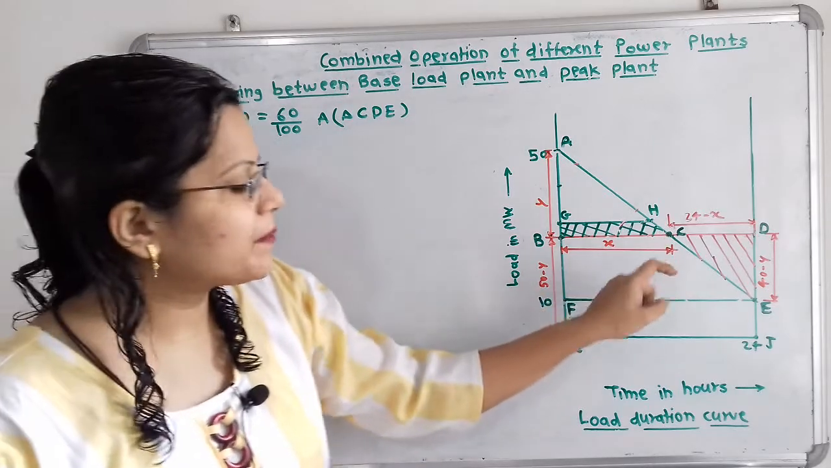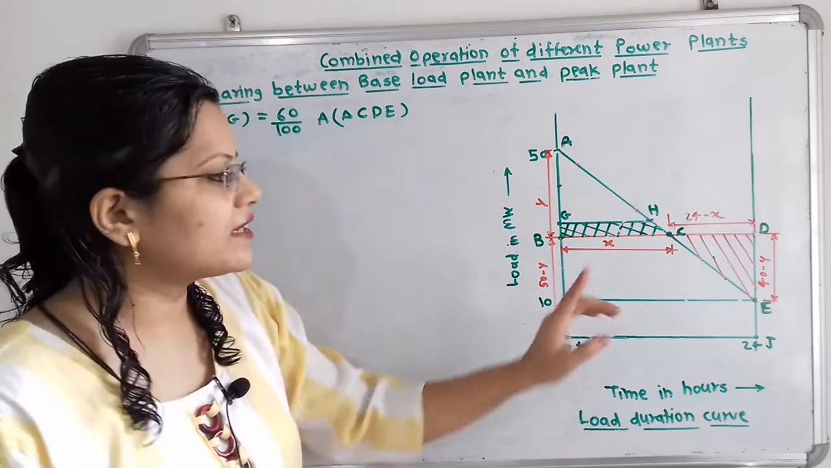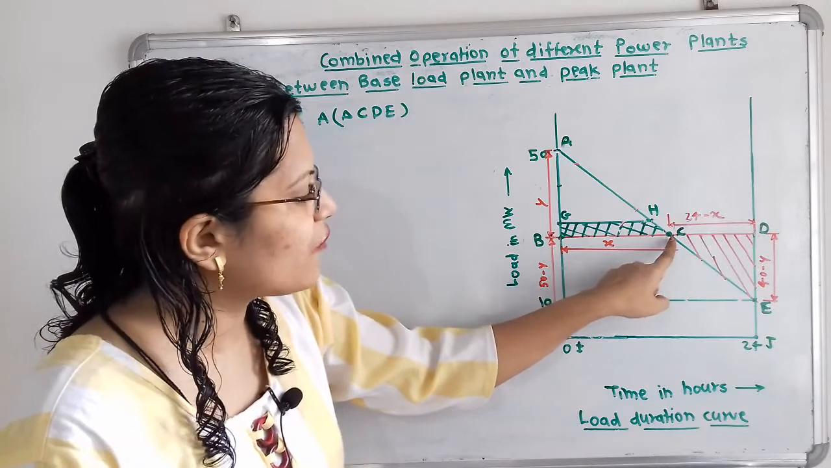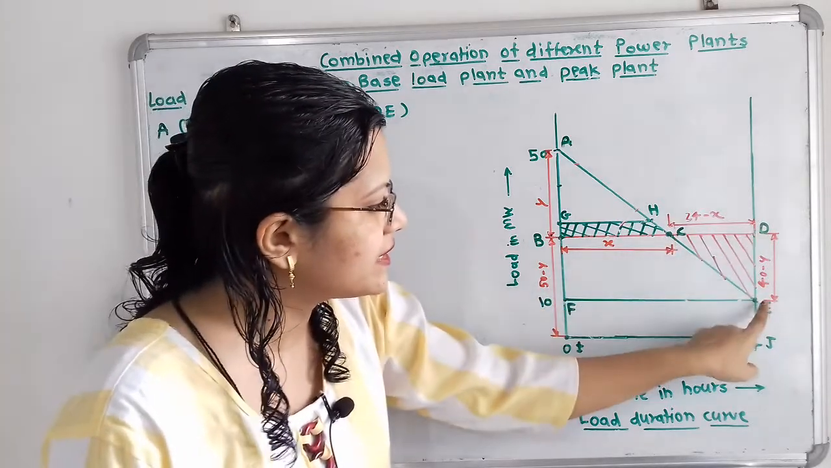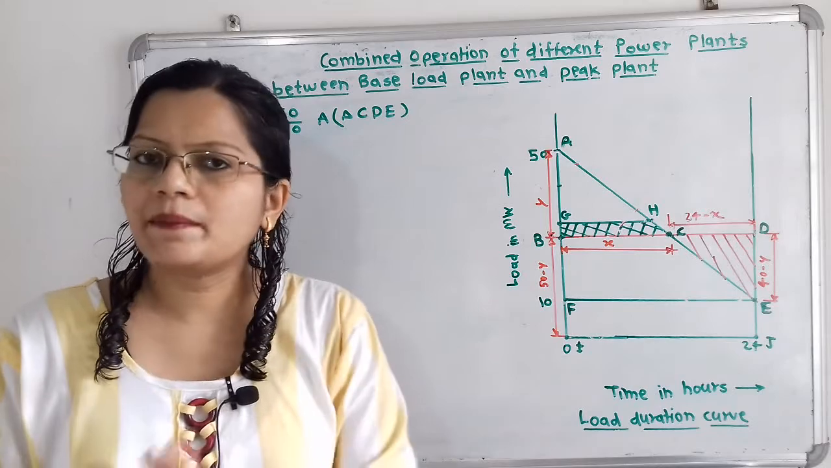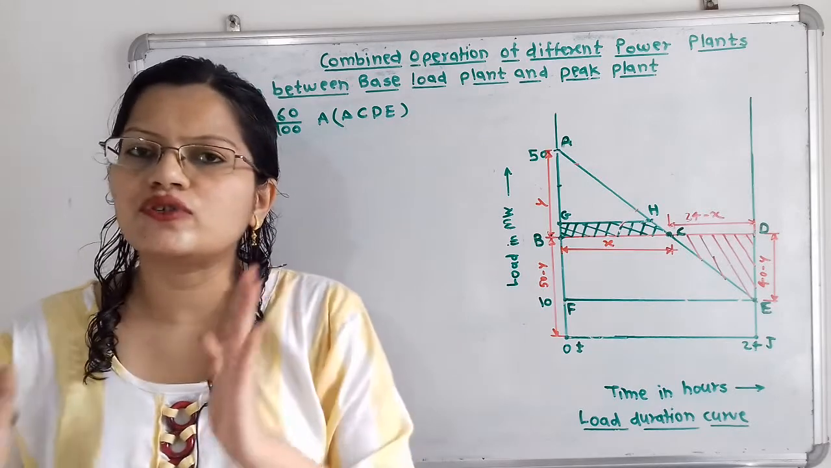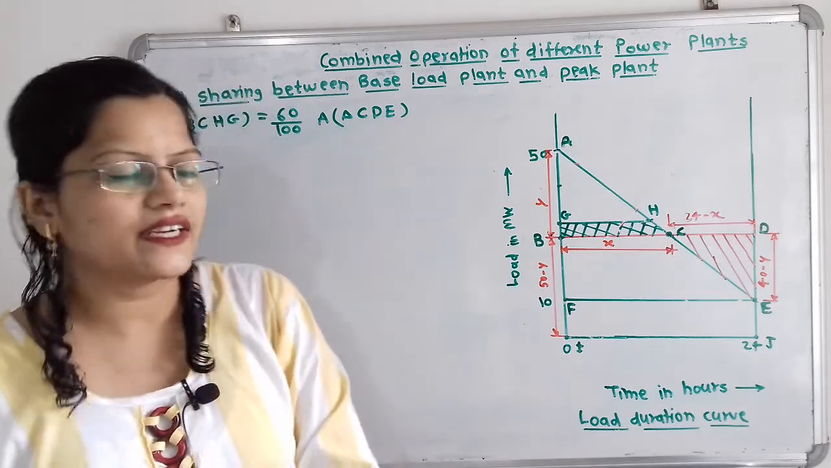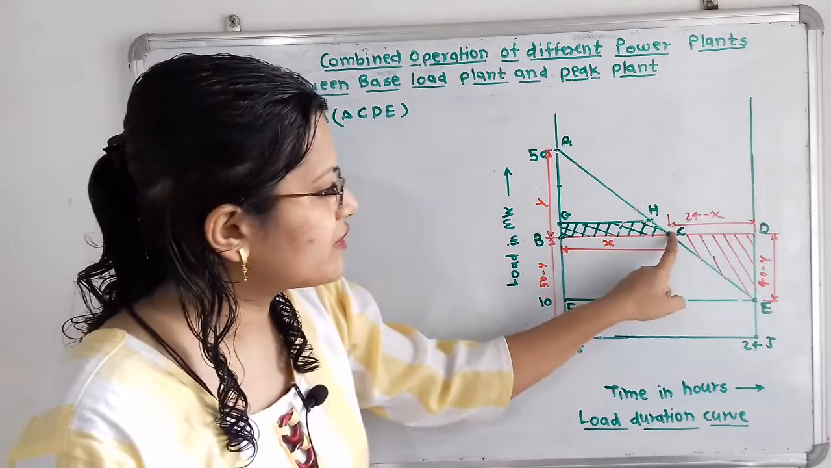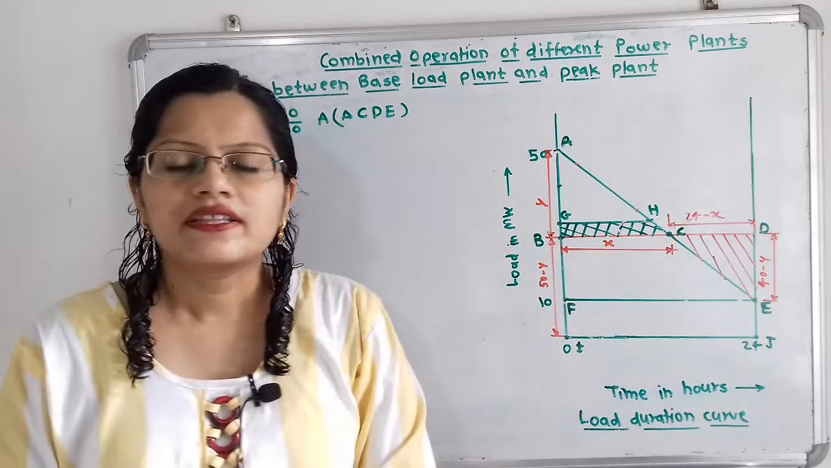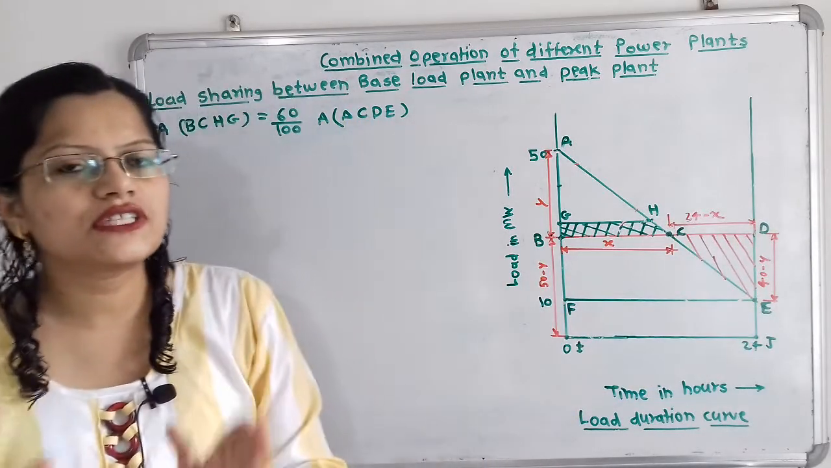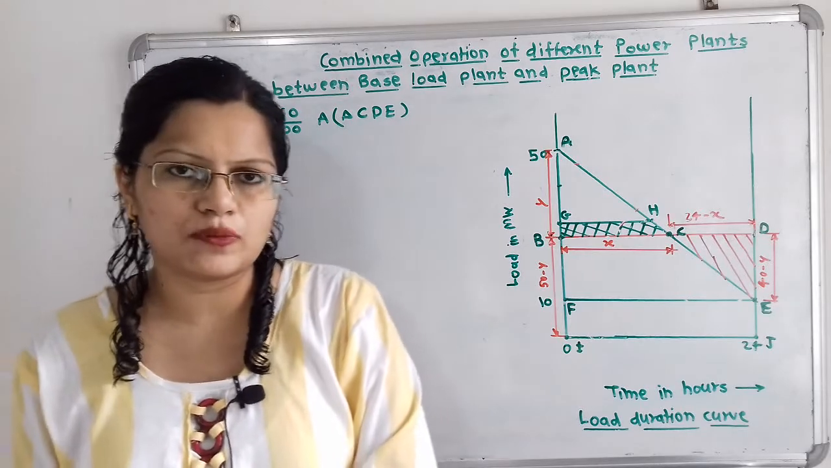That is, the off-peak period for the base load plant is nothing but the area of this triangle CDE. So during off-peak periods, how many energy units are getting generated? That is equal to the area of triangle CDE. Then what is the energy units generated by the base load plant?